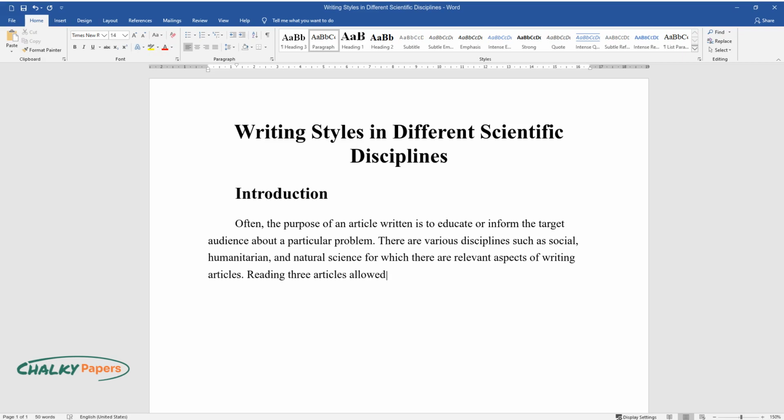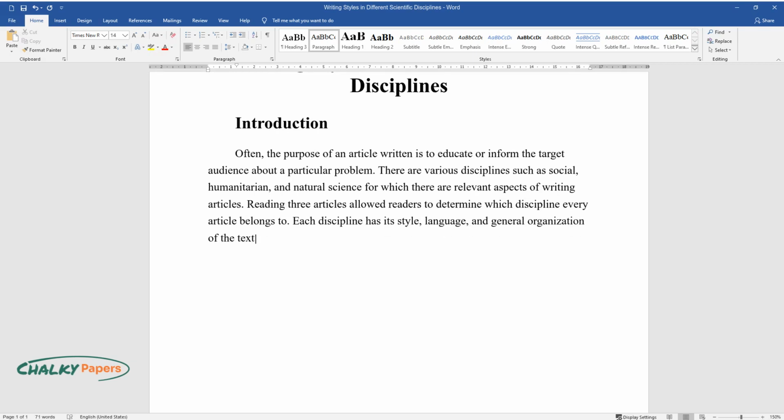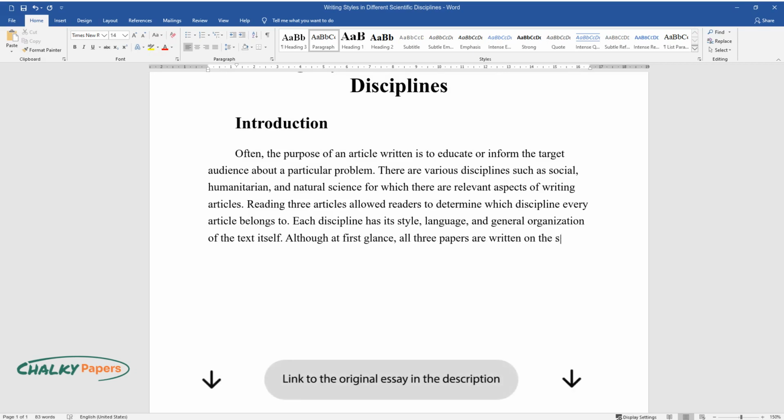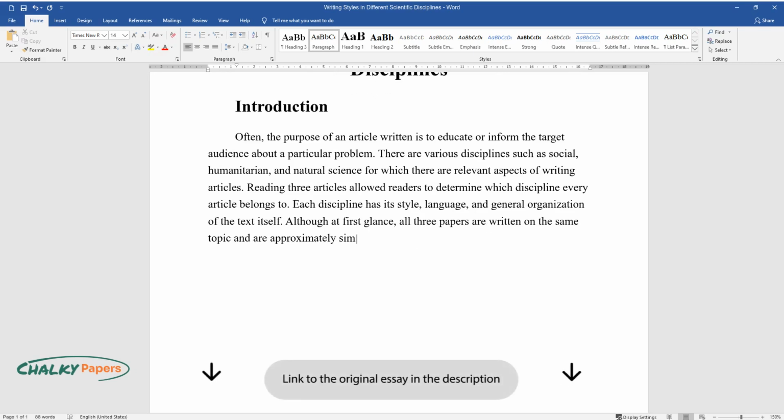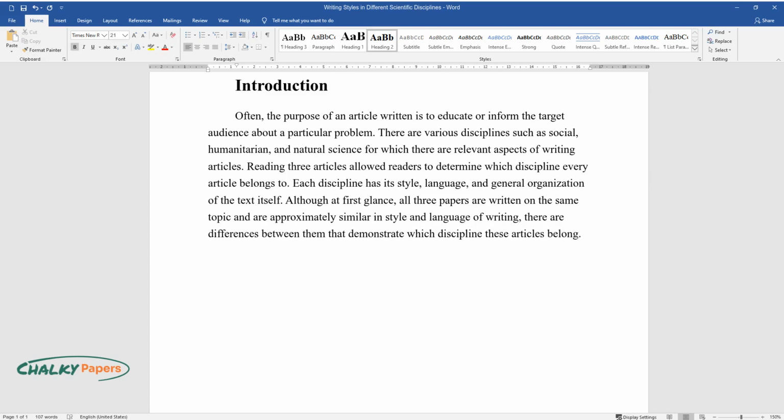Reading 3 articles allowed readers to determine which discipline every article belongs to. Each discipline has its style, language, and general organization of the text itself. Although at first glance, all 3 papers are written on the same topic and are approximately similar in style and language of writing, there are differences between them that demonstrate which discipline these articles belong to.